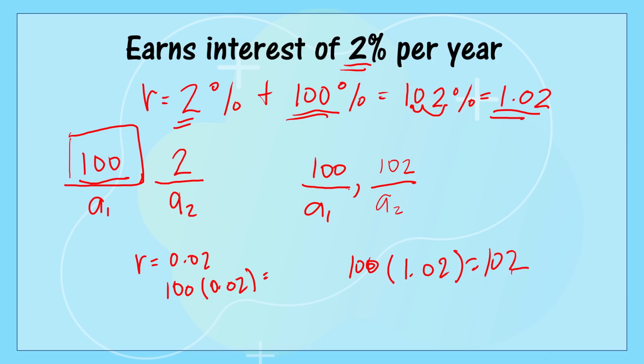Kasi di ba, nadagdagan ng 2% yung pera mo. Basta ang tatandaan na lang pag grade 10, kapag nag-i-increase to a certain amount, ang common ratio po na gagamitin natin ay dadagdagan natin ng 100%. Then, co-convert natin to decimal.